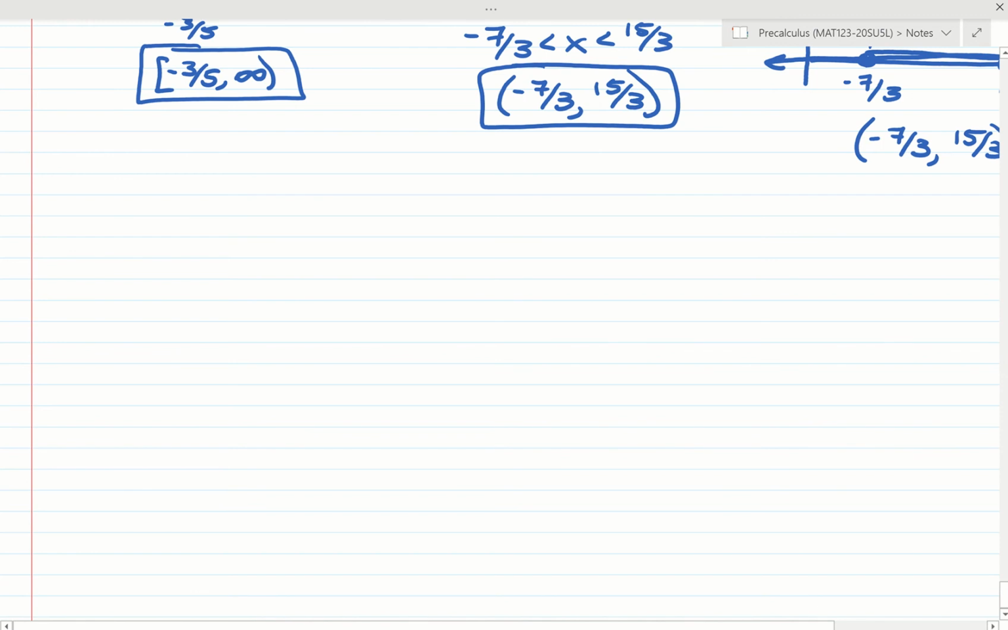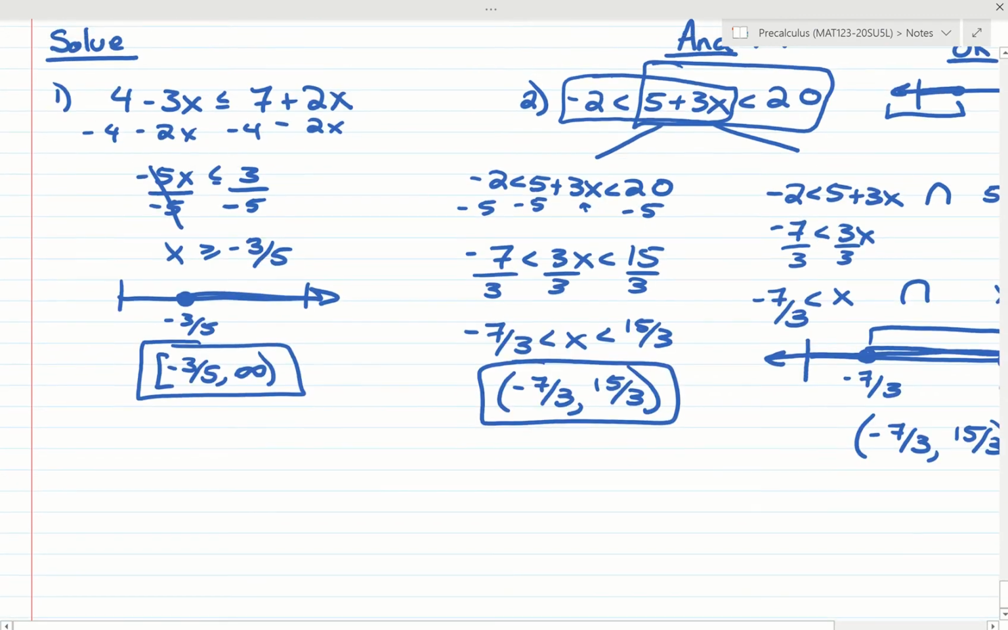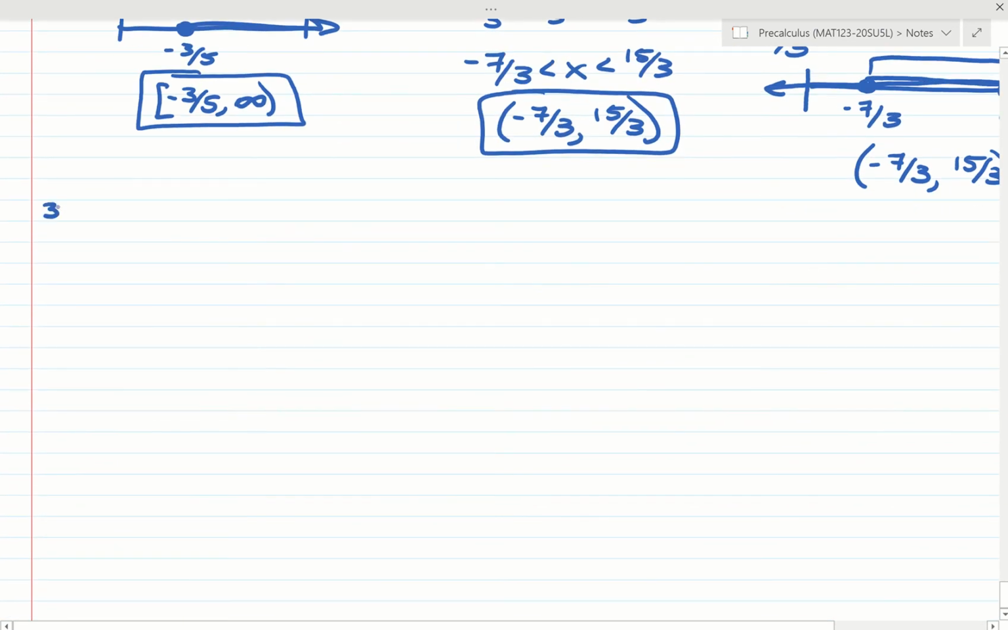So let's move down to the third example. What if we had x squared minus x minus 12 is less than 0? Okay, so for a problem like this, this is a quadratic. It's almost like an equation, but it's an inequality. So let's actually just solve this like a regular quadratic equation. What we could do first is factor.